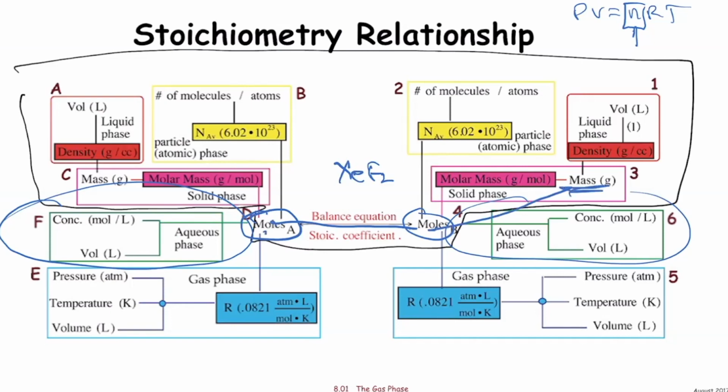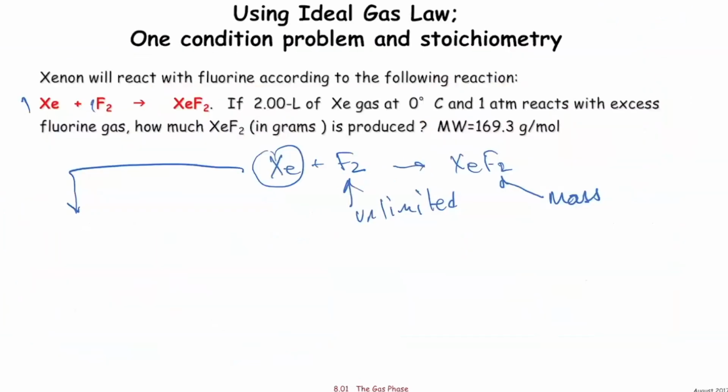So how do we get the moles from the gas laws? Sorry, this is the gas law, so down here, not up there. We use PV equals nRT. So 2 liters, 0 degrees, 1 atm, that's STP. What we're going to do is a shortcut: 22.4 liters equals 1 mole. We're going to use that as a conversion factor.